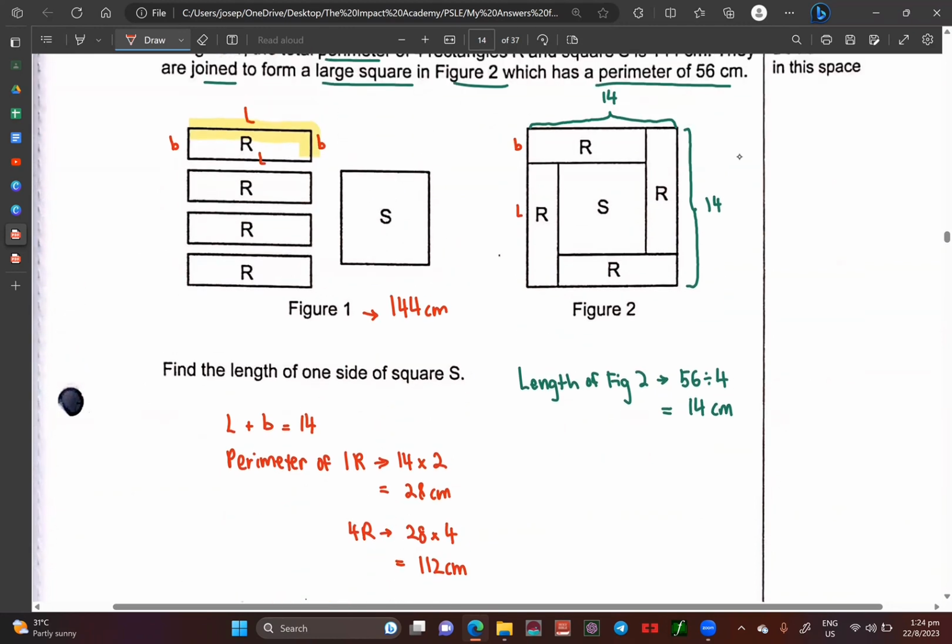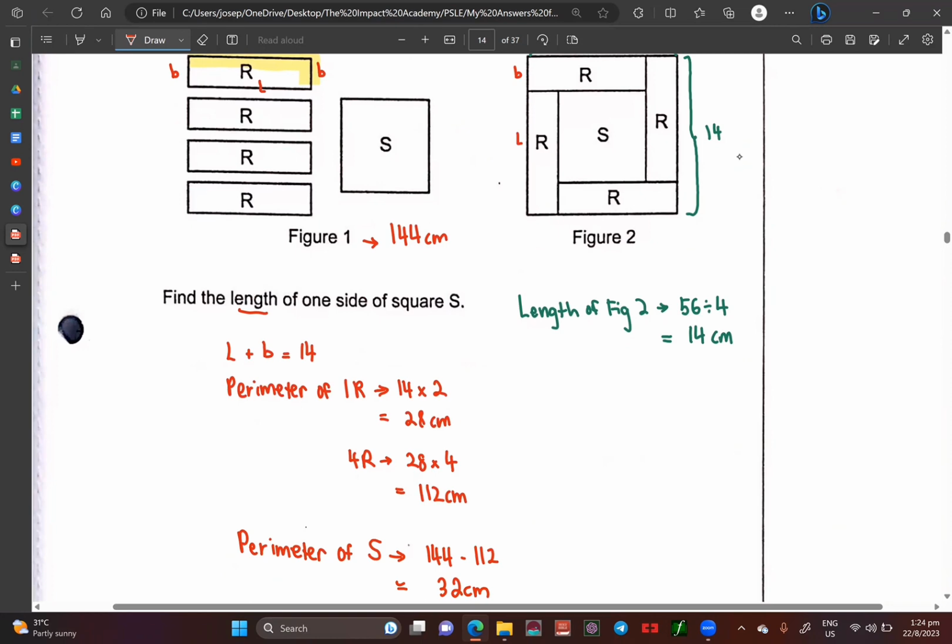The question wants us to find the length of one side of square S. Since it is a square, I can just simply do 32 divided by 4, and we will get an answer of 8 cm. And this is the length of one side of square S.